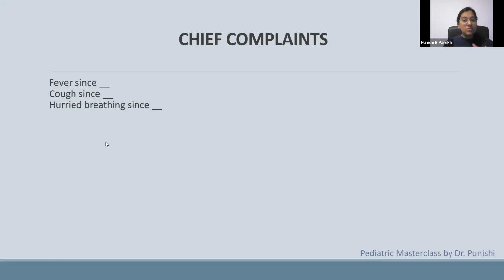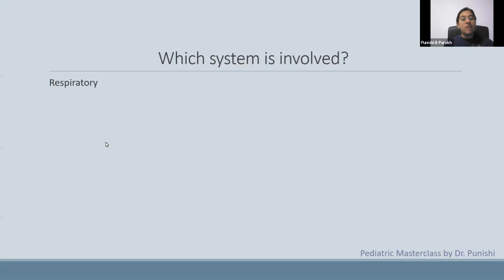Now, with these chief complaints in mind, what system do we think is primarily involved? With fever, cough, and hurried breathing, most likely it's involving the respiratory system. Now, in the respiratory system, is it an involvement of the upper respiratory tract or is it involving the lower respiratory tract? What exactly do you mean when I say an upper and a lower respiratory tract?